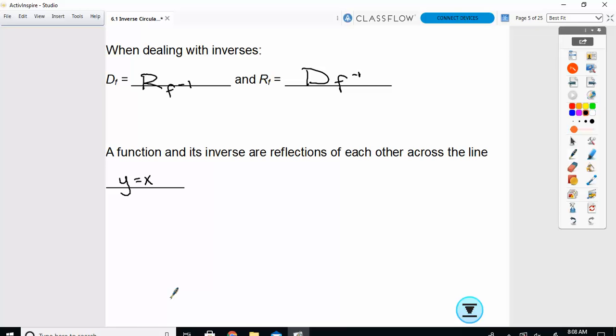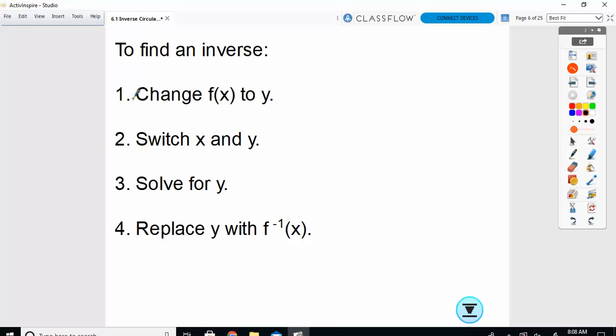In college algebra, we found inverses all the time, and it was like a 4-step process when we found the inverse. And the first step was to change your f of x to y, so that you had y equals something. Then we had to switch the x and y, solve for y, and then at the end we changed our y to f inverse for the function notation.